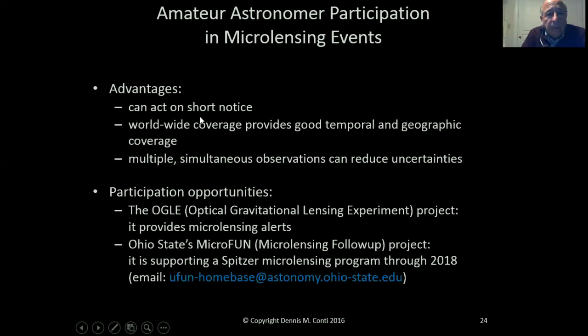So just to summarize here, how can amateur astronomers participate? Well, one of the advantages is we can act on short notice, as we just saw in this example. We've got worldwide coverage, where we're not constrained. We've got amateur astronomers around the world, in different time zones, different geographic coverage, northern and southern hemisphere. We can do simultaneous observations, so we can reduce uncertainties. We can work around weather issues. I know Jim, I think, was trying to do this observation up in New Jersey. He got clouded out. Fortunately, I had clear skies down here.